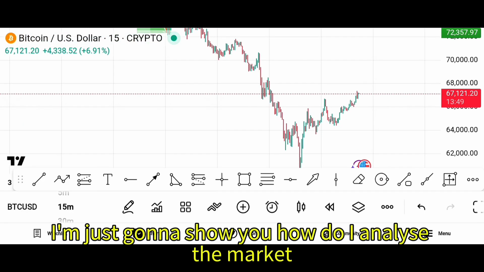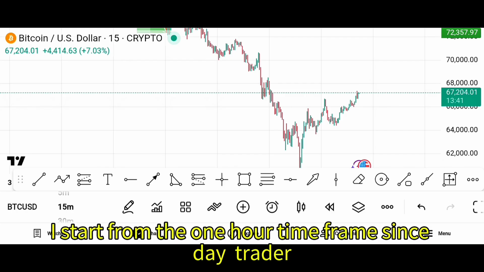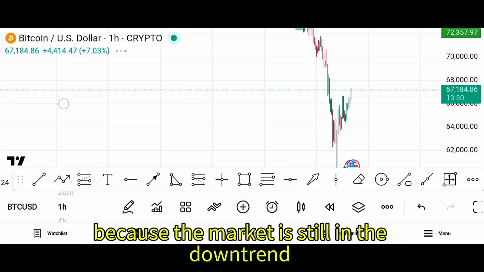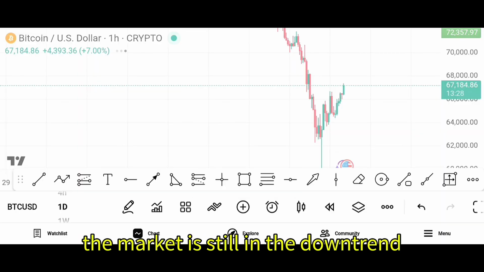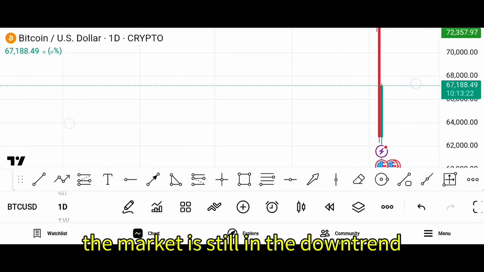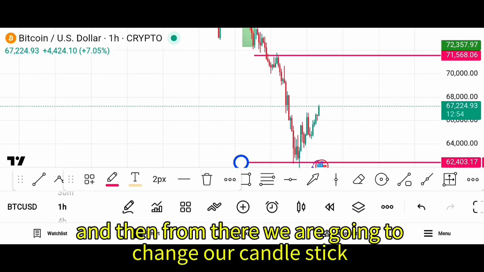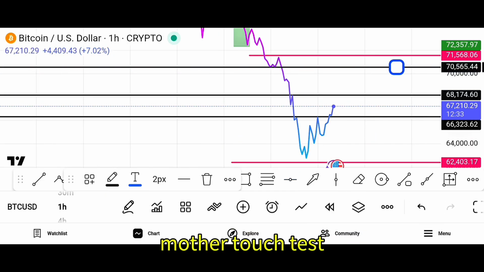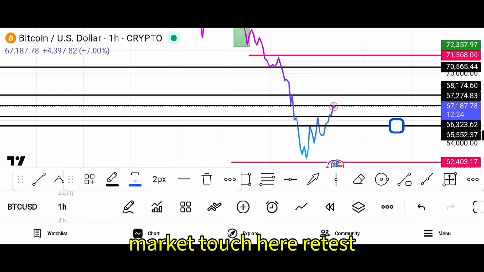Anyway, for now I'm just going to show you how I analyze the market, how I do everything. I start from the 1 hour time frame since I'm a day trader. Let's see how it's going to work, guys. Let's go to the 1 hour time frame. As you can see, the market is still in the downtrend. If you go to the daily, the market is still in the downtrend. Then from there we are going to change our candlestick. The market touched, tested, touched, tested, also touched here, and tested, and tested.